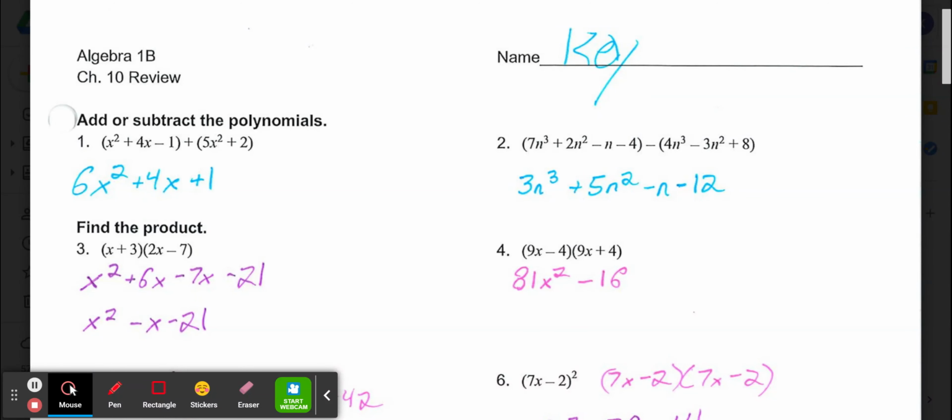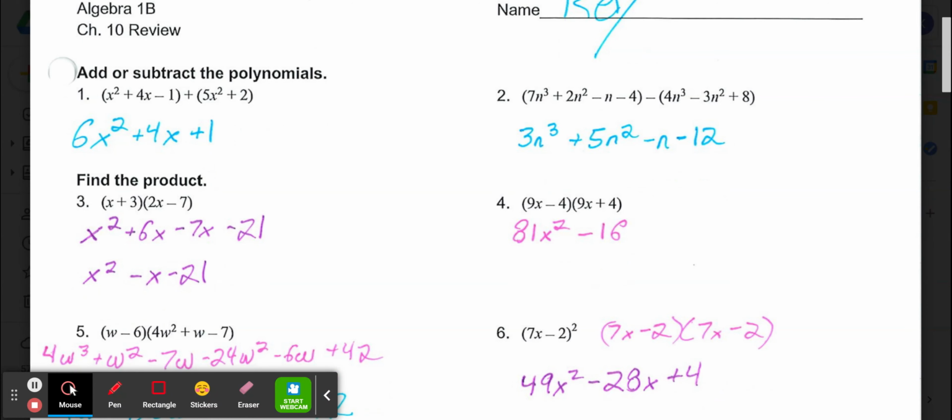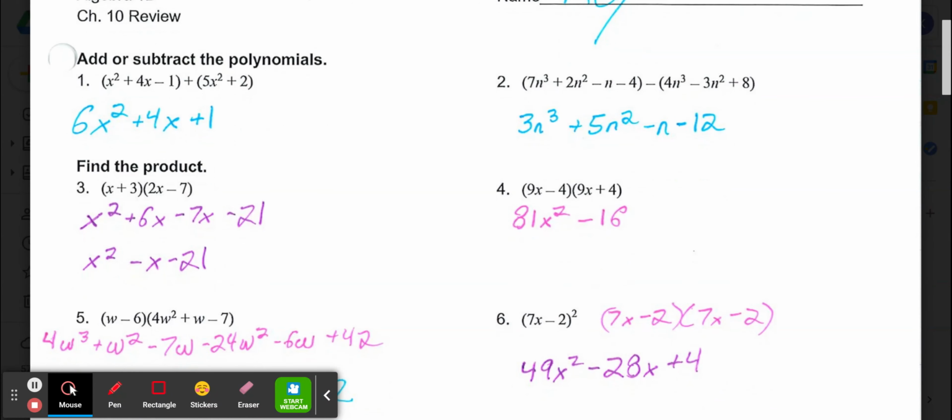Welcome to the Algebra 1 Chapter 10 Review Answer Key Video Explanation. So right away we'll look at examples 1 and 2 with adding or subtracting polynomials.